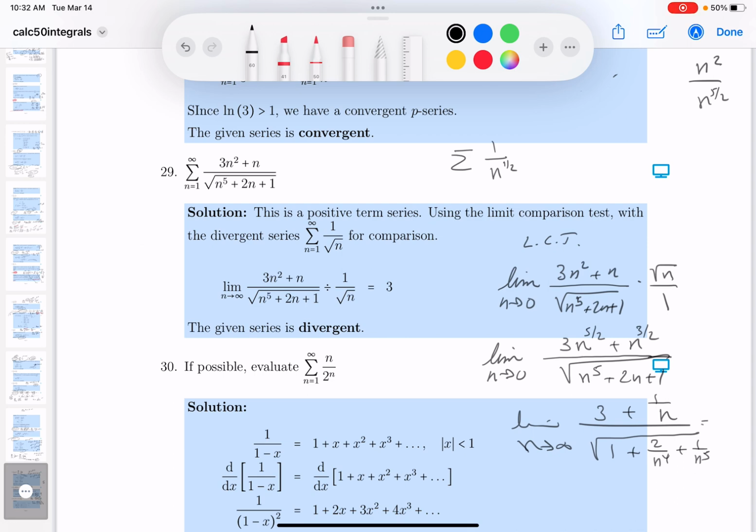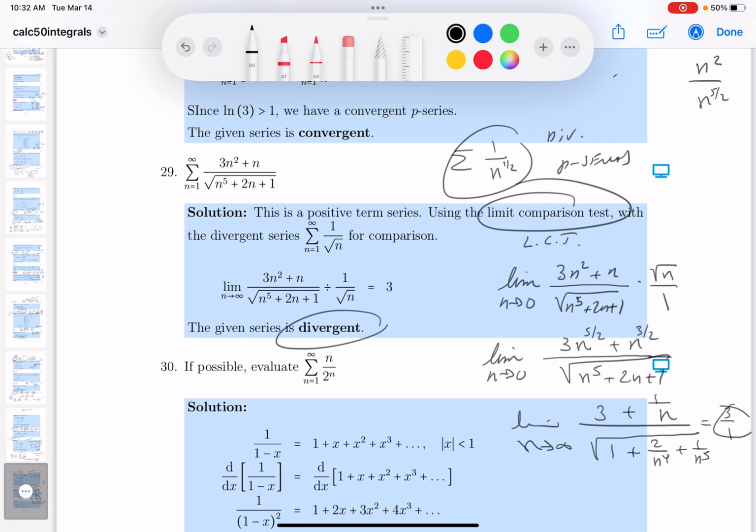Well, this limit's pretty easy to do, actually. It's just 3 over 1. So the limit's 3. So what do I know? Well, this is divergent. This is a divergent p-series. And by using the limit comparison test, I'm getting a finite number over here, divergent, and we're done. Thank you.